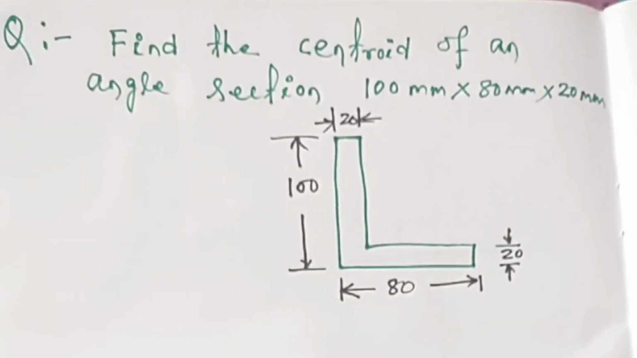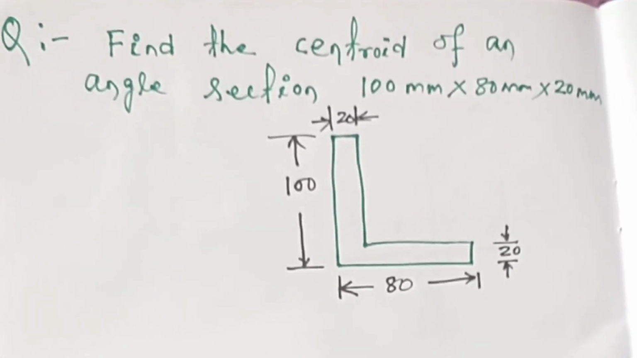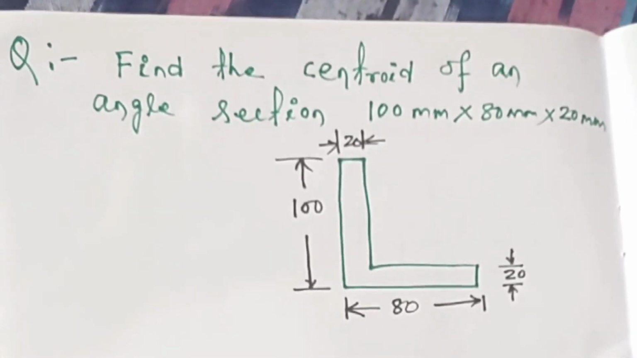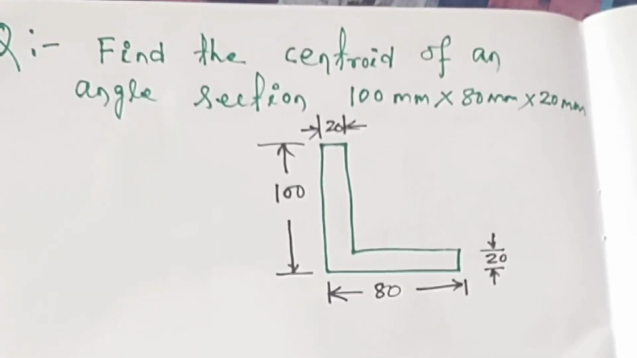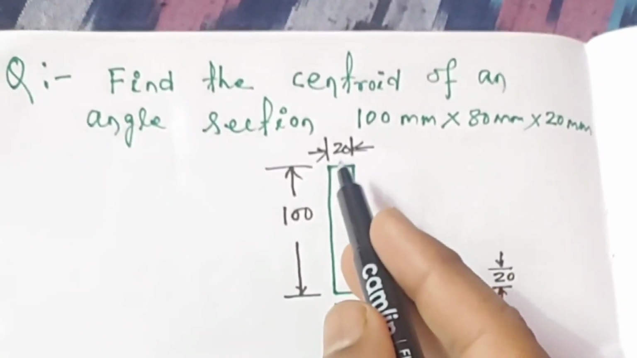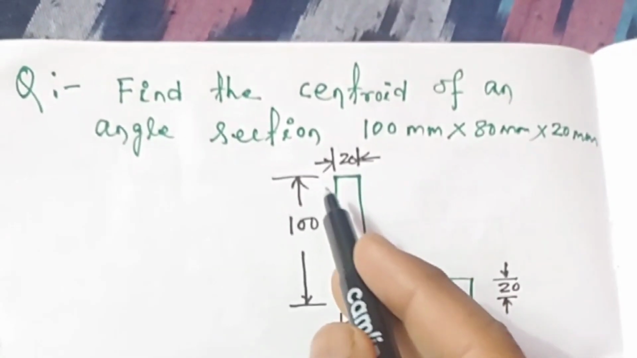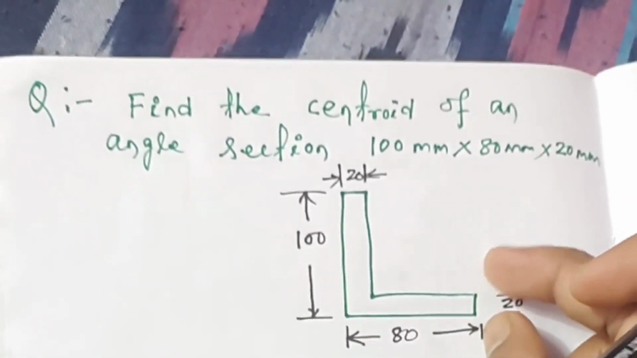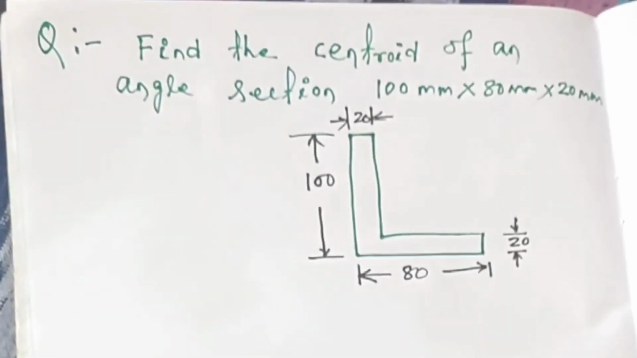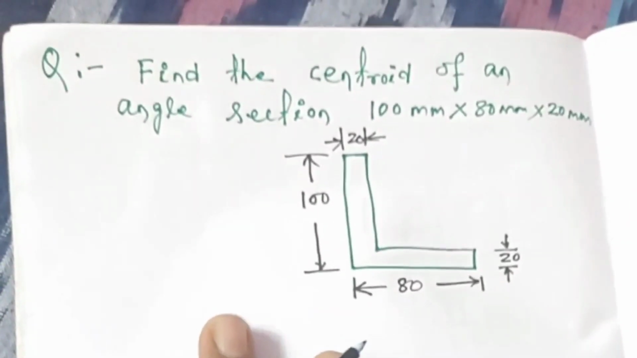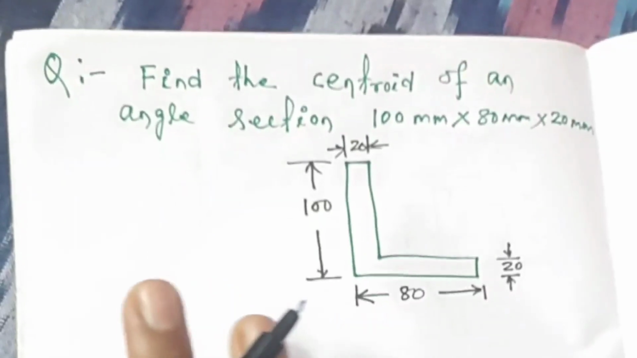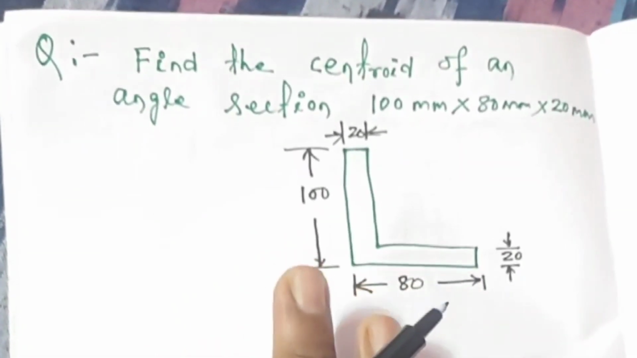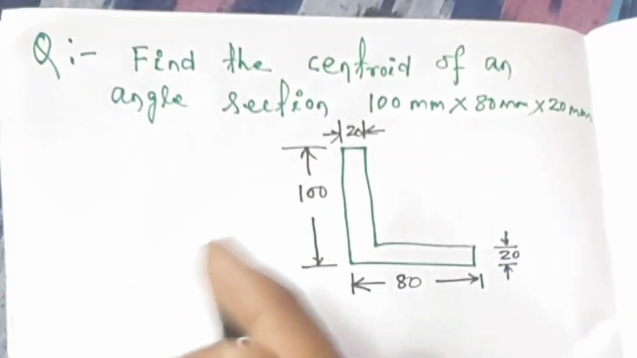So here is another question for the series: find the centroid of an angle section of 100 mm by 80 mm by 20 mm. So this is our L section, that is 20 mm width and 100 mm length, 80 mm wide, and this 20 mm thickness. As it is an L section, it is not symmetrical about any axis, xx or yy. So we have to find out x dash and y dash.